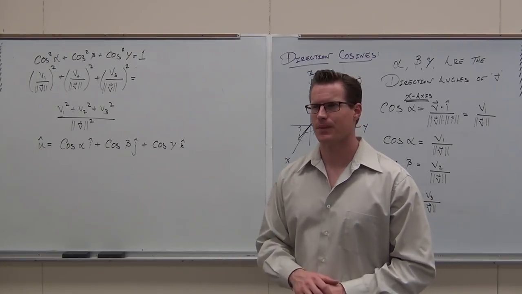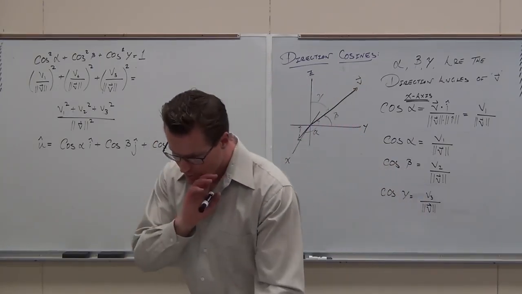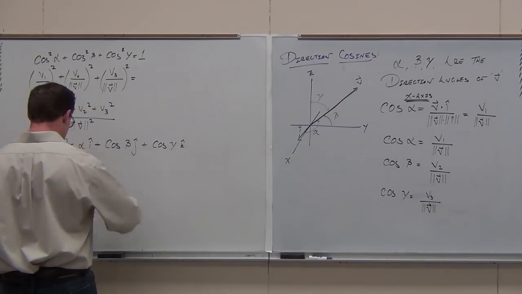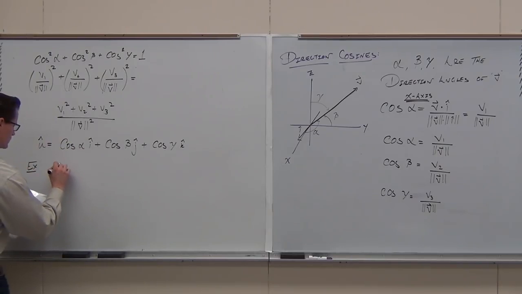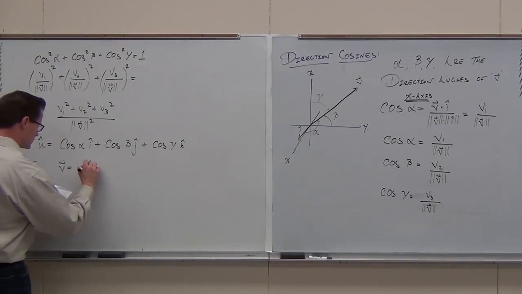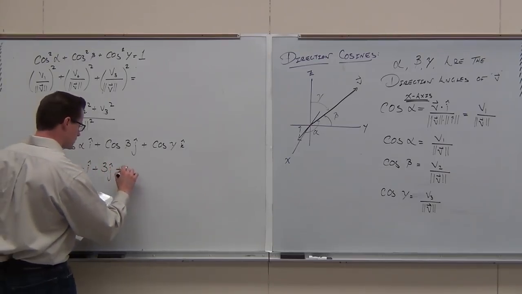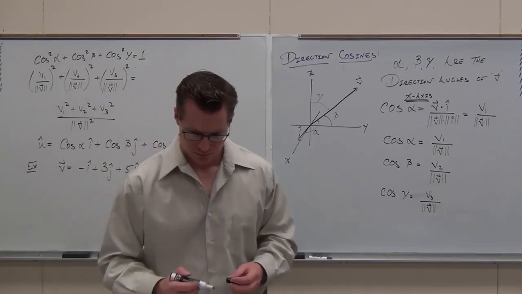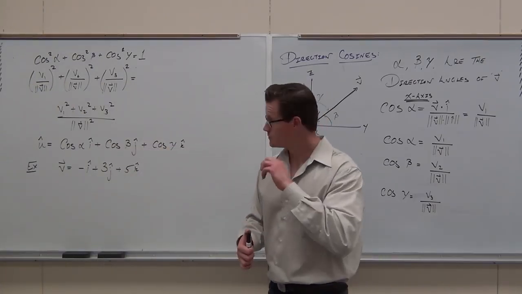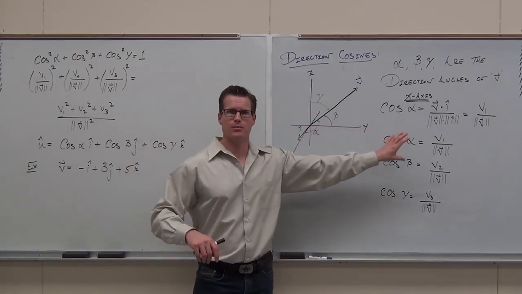Does it make sense for you? Do you guys want to do an example, or do you feel okay with it? You want to do one? Example, yeah. Okay. Can you use this to figure out what alpha, beta, and gamma is going to be?